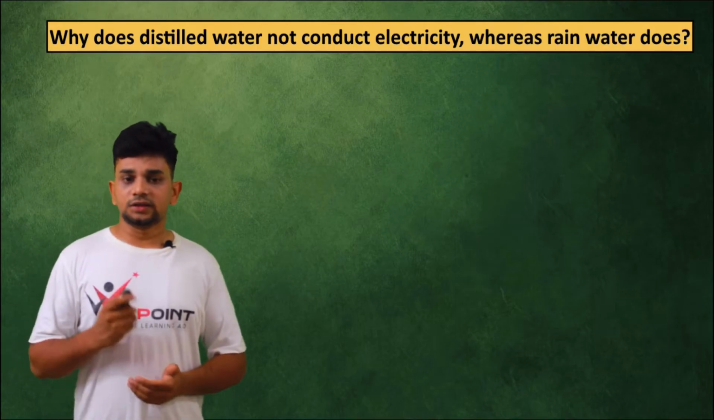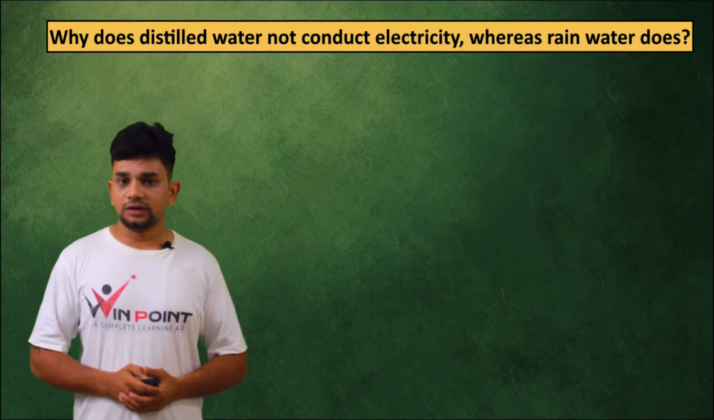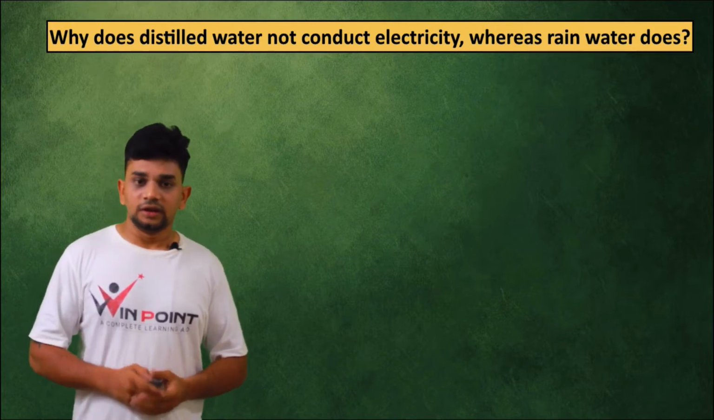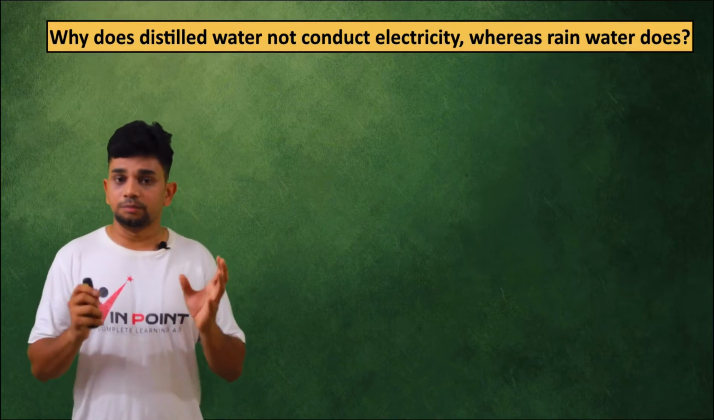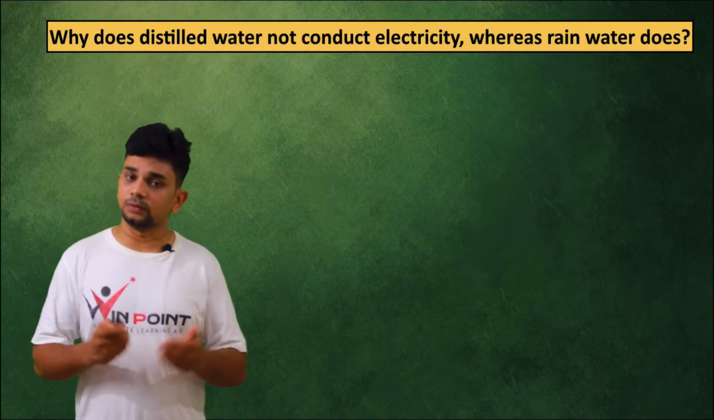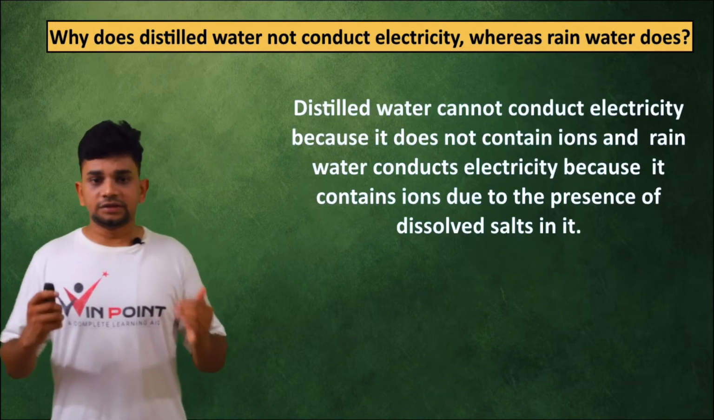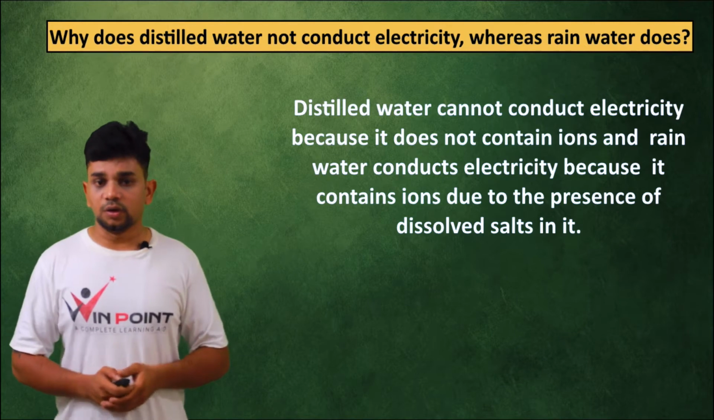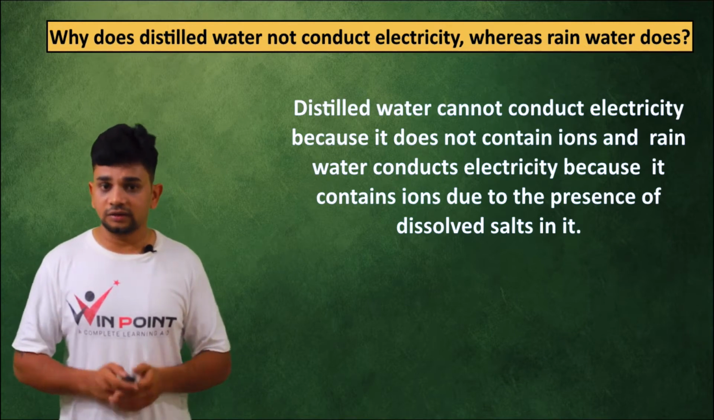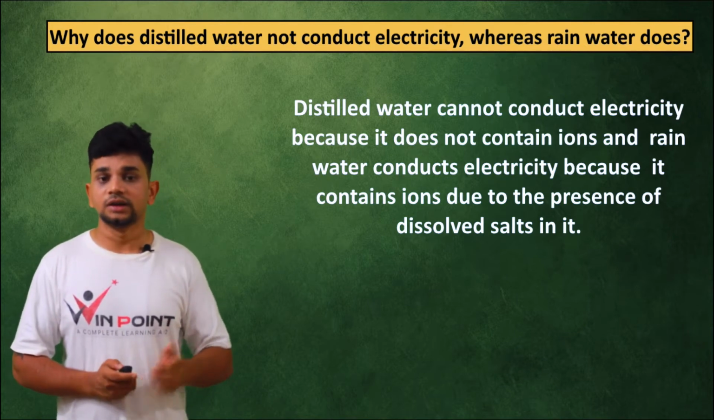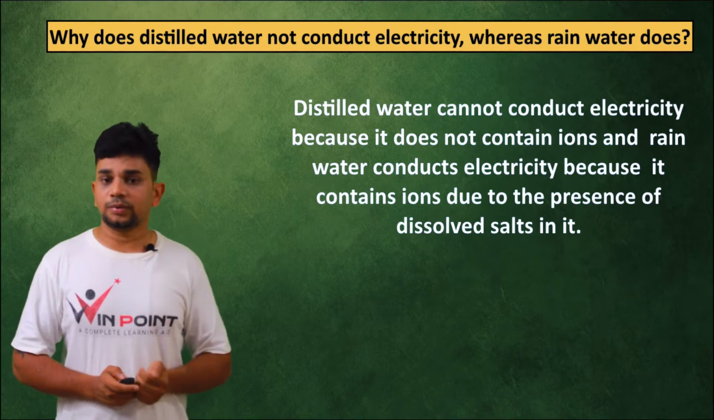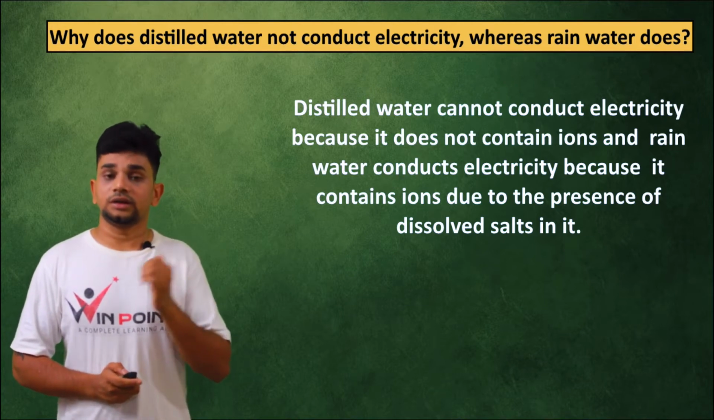Why does distilled water not conduct electricity whereas rainwater does? In rainwater there are dissolved impurities. Because of the impurities it will conduct electricity. Distilled water cannot conduct electricity because it does not contain ions, and rainwater conducts electricity because it contains ions due to the presence of dissolved salt in it.